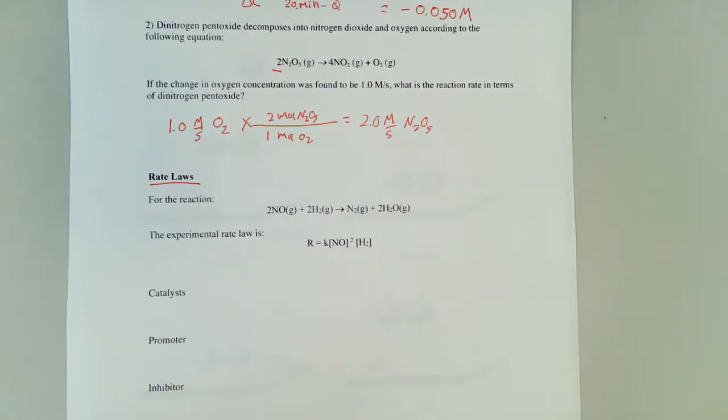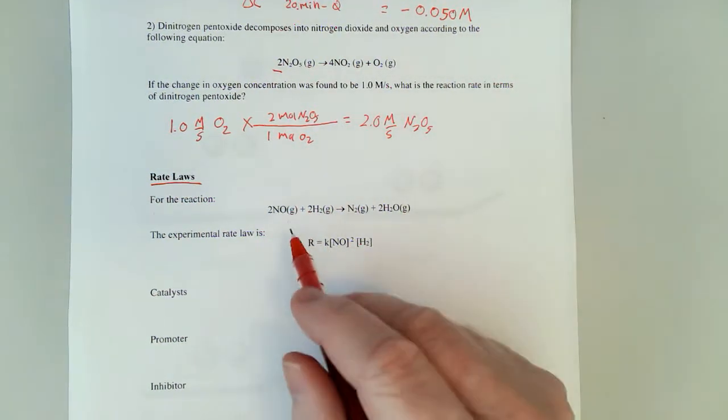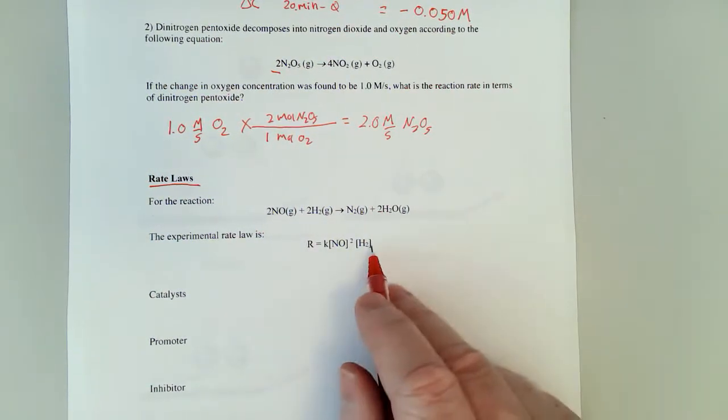Okay? Now, the first thing we need to understand is that a rate law is actually an algebraic equation that you can use to measure the reaction rate. And this is something that's determined experimentally. Okay, so here's a reaction, and this is its rate law.